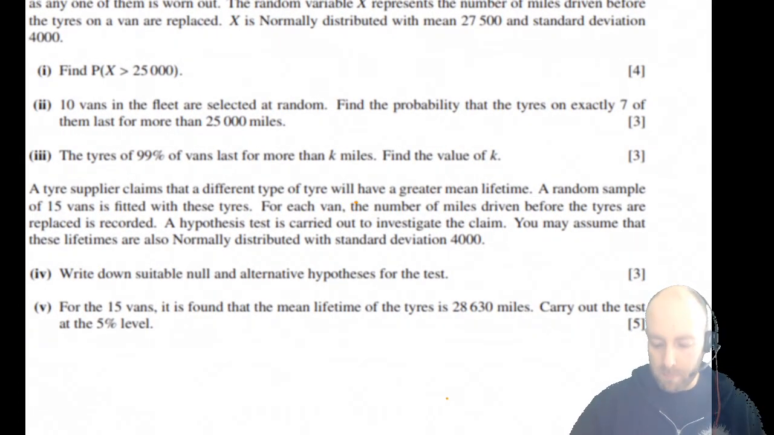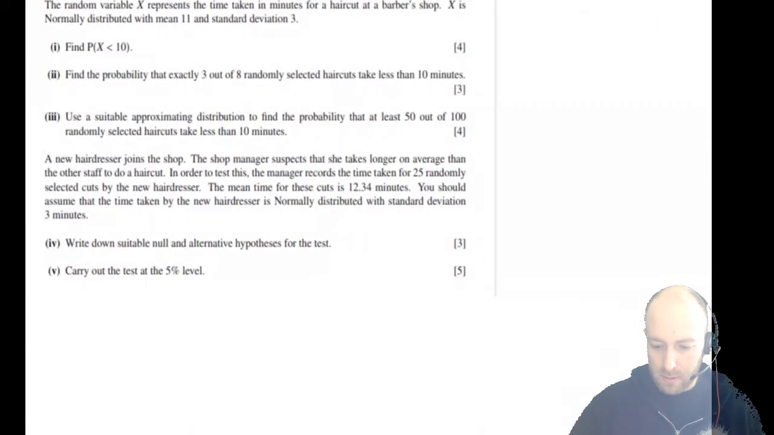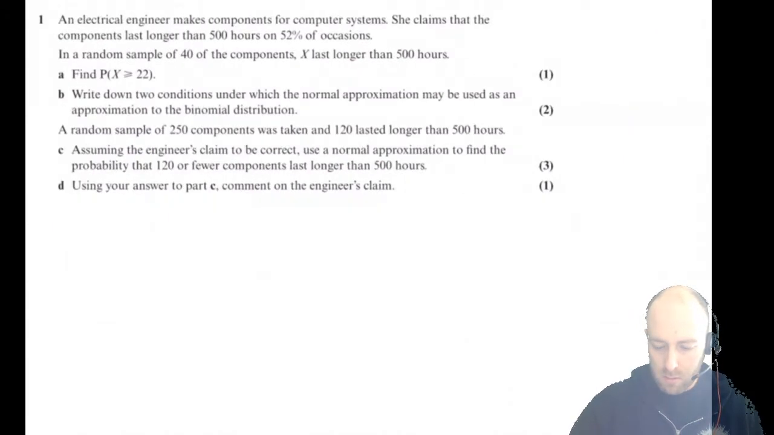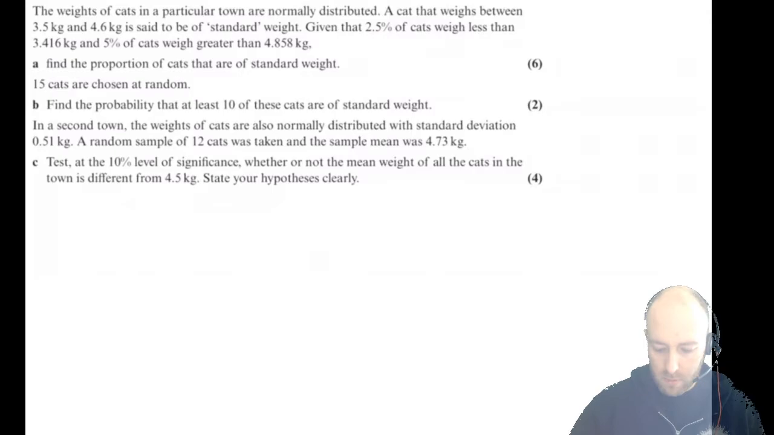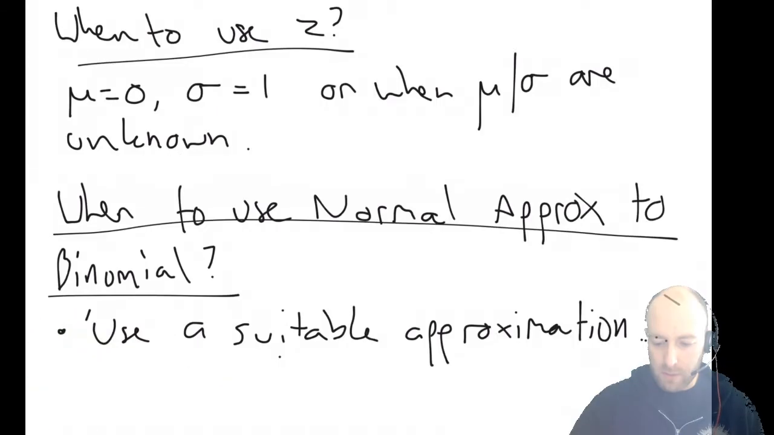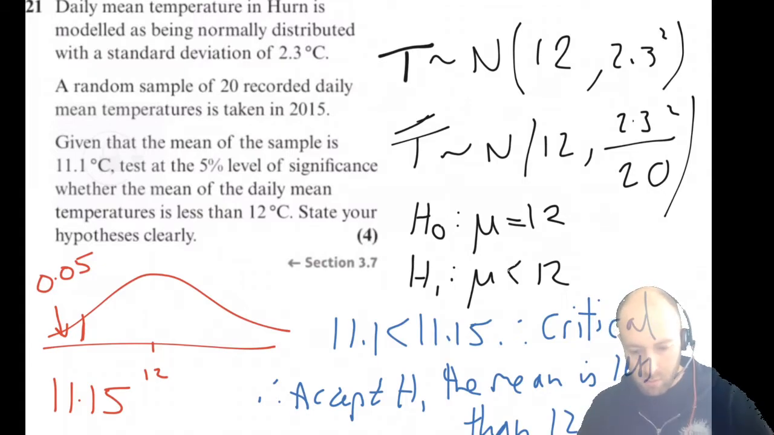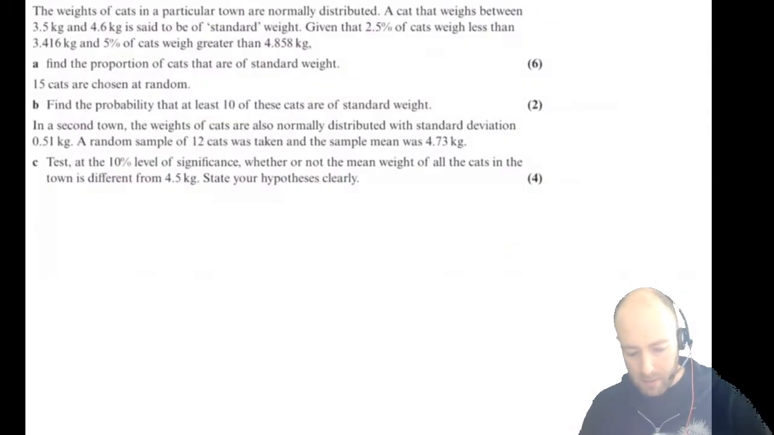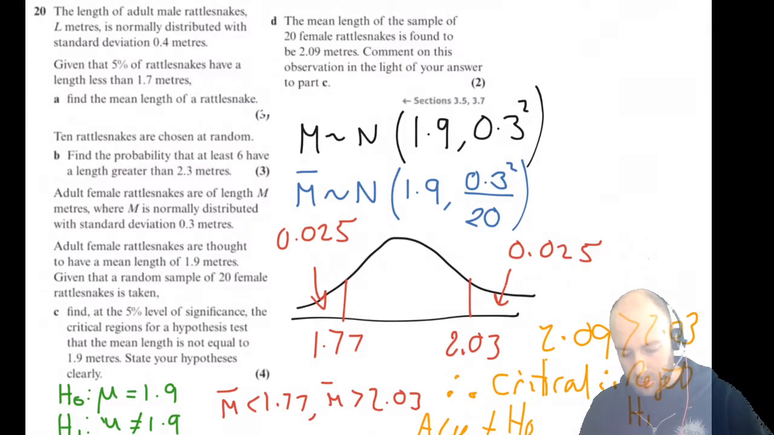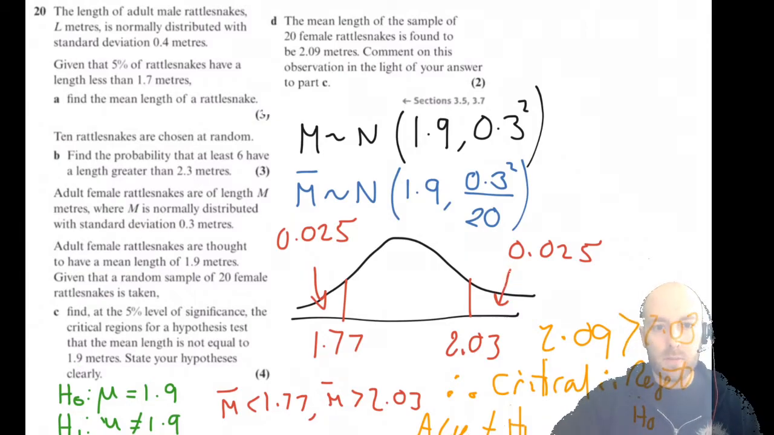Should we accept H1? Yes, I think I said that, didn't I? I've written the wrong thing, haven't I? Sorry. Thank you, Grace. I think I said accept H1 and wrote the wrong thing. Yeah, it is critical. So critical, reject H0, accept H1. Thank you for spotting that, Grace. Yeah, it is in the critical region.